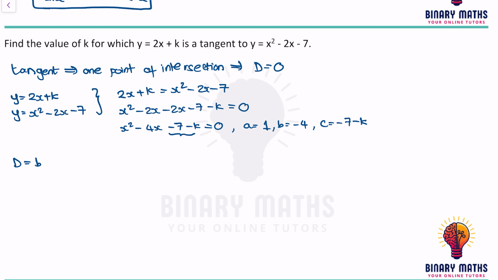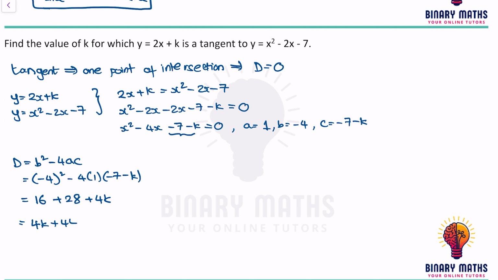Work out the discriminant now. Discriminant is b squared, take away 4 times a times c, which is negative 4 squared minus 4 times 1 times negative 7, take away k. Negative 4 squared is 16. Minus 4 times 1 times negative 7 gives me positive 28. And negative 4 times negative k gives me positive 4k, which means I end up getting 4k plus 44.